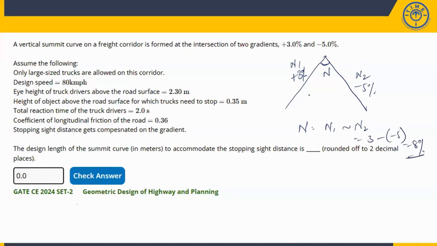So we got N. And what is the value of SSD? The design length in order to accommodate SSD. First we calculate SSD. SSD equal to VT plus V square by 2gf.